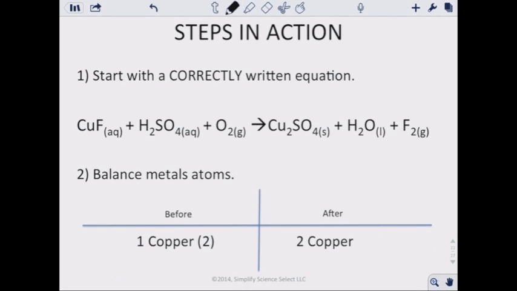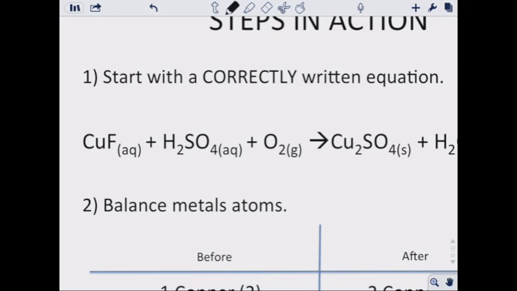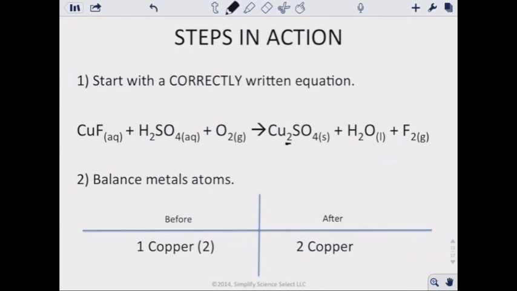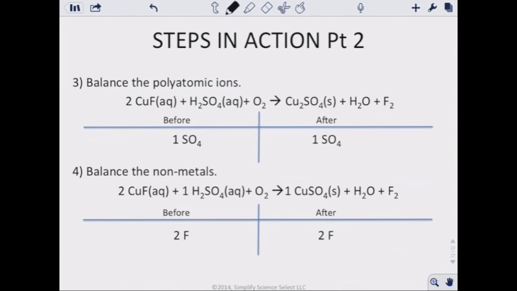So start with a correctly written equation. Yay, it's correctly written. Next, we balance the metals. Well, in this case, the only metal that's up here is copper. So copper needs to be balanced. We have one copper here. How do I know that I have one? Well, it has a subscript. It's not there. It's just one. So to balance this out, since I have one before and two after, all I do is just put a 2 in front of my copper, because 1 times 2 is 2. So now I have 2 coppers and I have 2 coppers. Next, we balance the polyatomic ions.